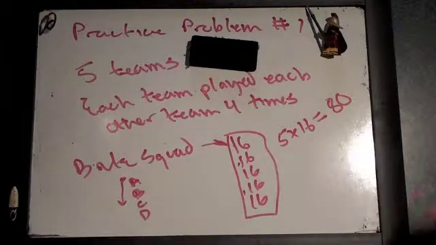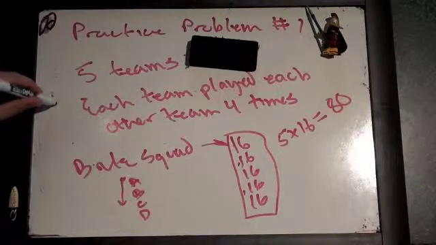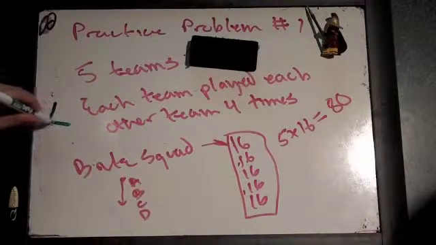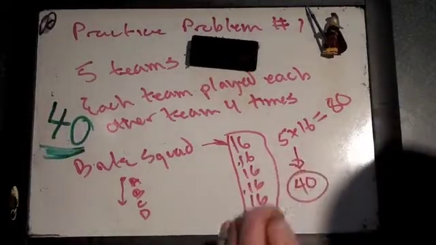All the games that each individual team played, how come you count every game twice? Because there's 2 teams in each game. Yeah, because there's 2 teams in each game. 40 is our answer. So in this case, we got 40 total games played.